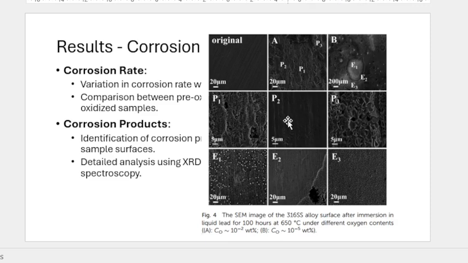You can see P1, there are something like dimples, and we can observe a sort of formation of oxide. Or P2, and this is the P3 with this kind of surface. However, for E1, we have to magnify it more, up to 20 micrometers, in order to see the structure of the surface. This is the E2 and this is the E3.